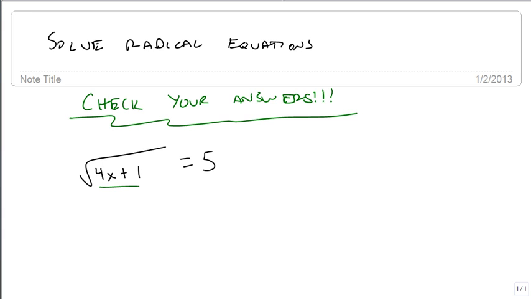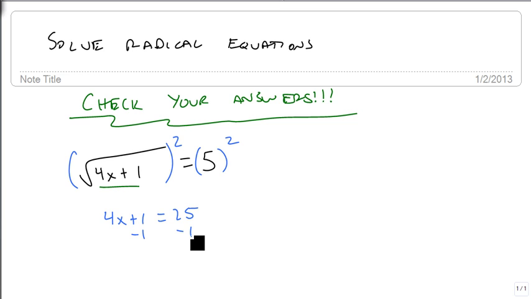In this case, since I have an equation, as long as I do something to one side and I do the same thing to the other side, then it gives the same equation under the assumption that you can actually do it. So this is where you have to go back and check your answers. So when we square a square root, we just get the radicand, which is 4x plus 1, and that's going to equal 5 squared, which is 25.